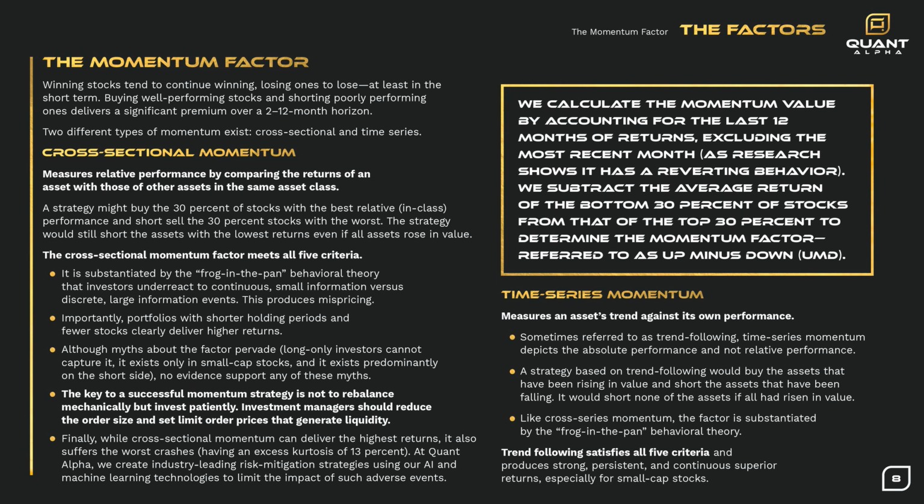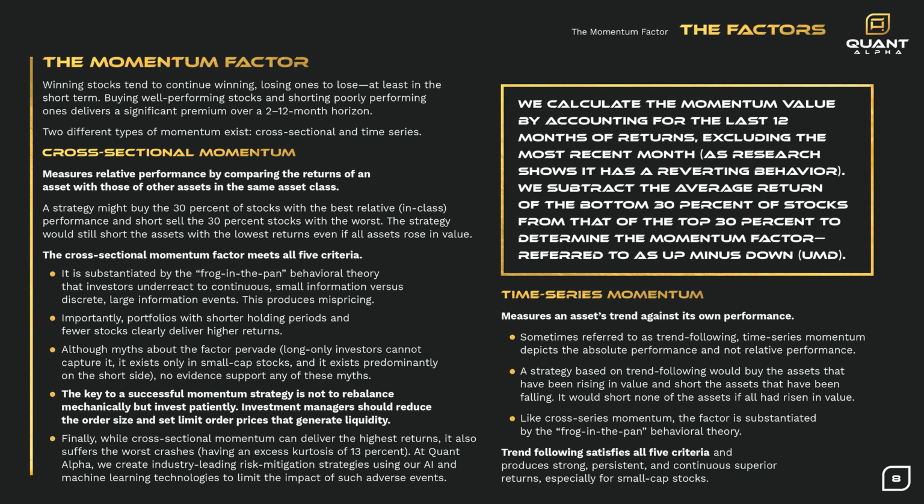Two different types of momentum exist: cross-sectional and time series. Cross-sectional momentum measures relative performance by comparing the returns of an asset with those of other assets in the same asset class. A strategy might buy the 30% of stocks with the best relative, in-class performance, and short sell the 30% of stocks with the worst. The strategy would still short the assets with the lowest returns, even if all assets rose in value. The cross-sectional momentum factor meets all 5 criteria.